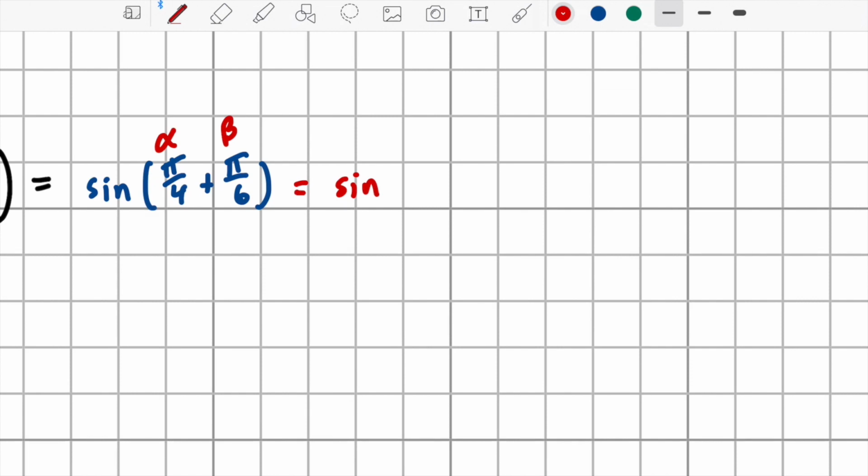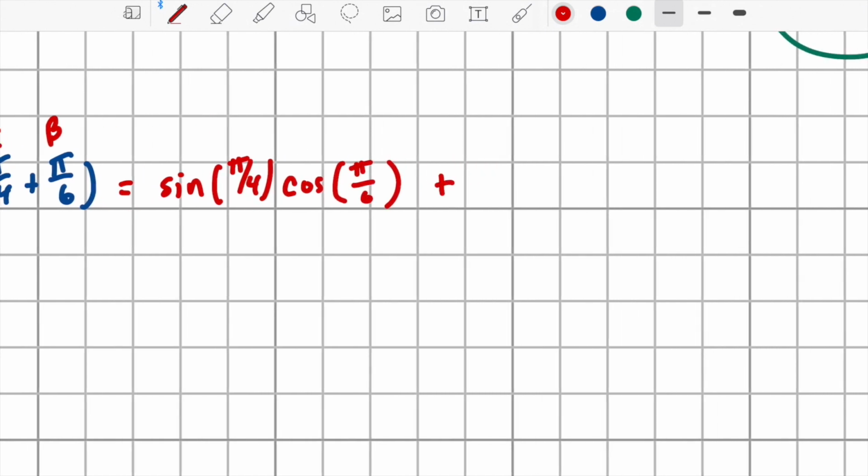So sine of pi over 4 times cosine of pi over 6, plus cosine of pi over 4 times sine of pi over 6. There, we expanded it.